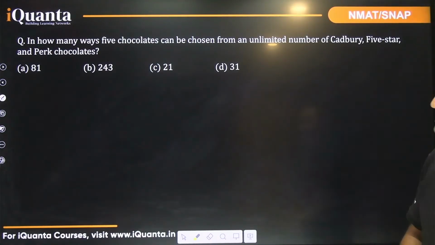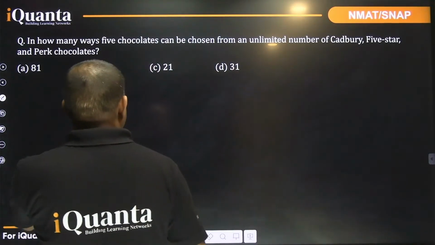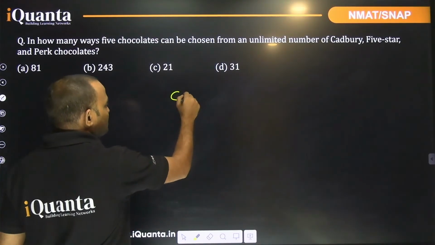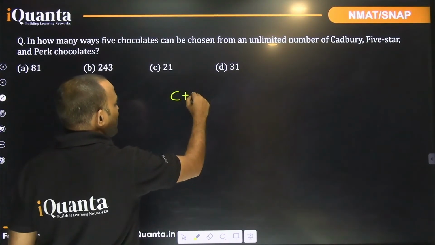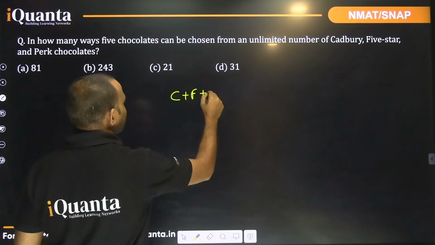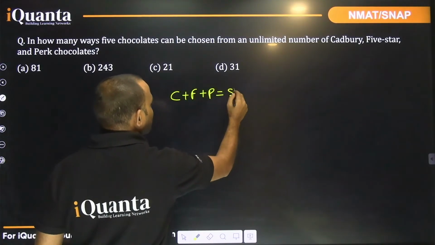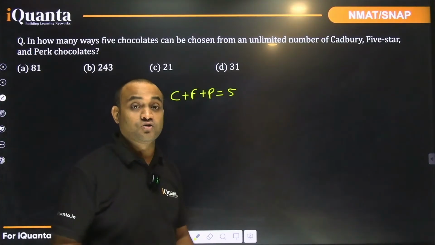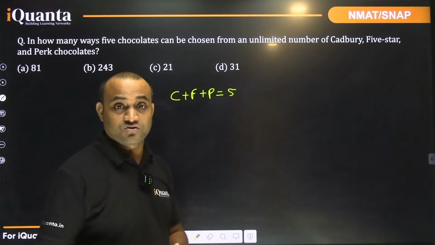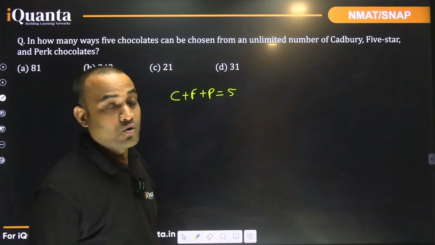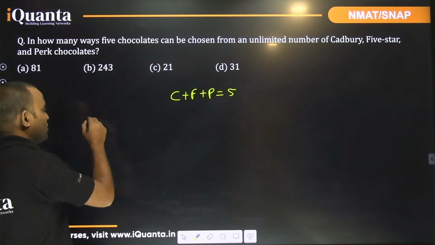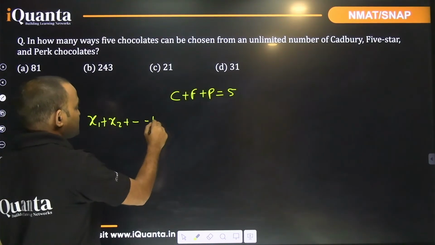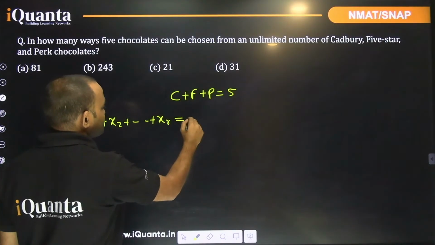Partition formula, yes. In how many ways can 5 chocolates be chosen from an unlimited number of Cadbury? So number of Cadbury chocolates plus number of 5-star chocolates plus number of Perk chocolates should be equal to 5. Now it does not say that the number of chocolates should be a natural number. So we will use the whole number solution that we also discussed yesterday, that x1 plus x2 plus xr is equal to n.